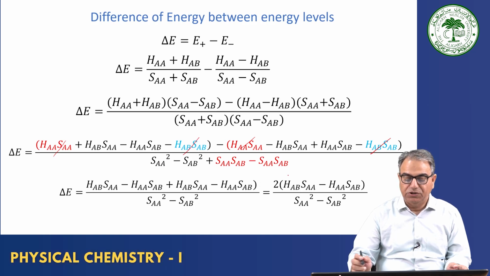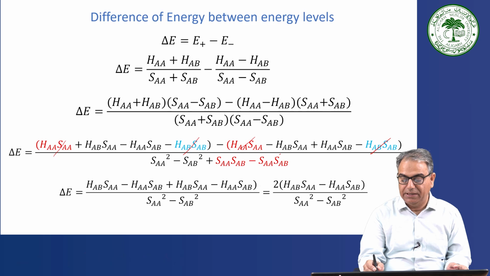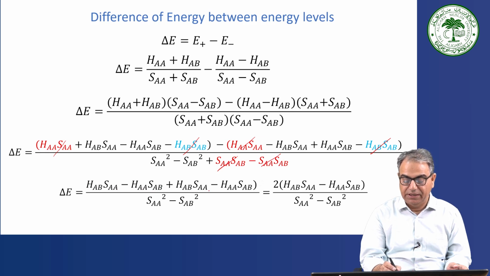Okay, so these two terms will go, and what you have here will be SA square minus SAB square, SA square minus SAB square, and SA into SAB plus and minus, so this will also go. So what you have in the numerator is HAB minus HA plus HAB, this one minus minus plus, and minus HA, divided by SA square minus SAB square.